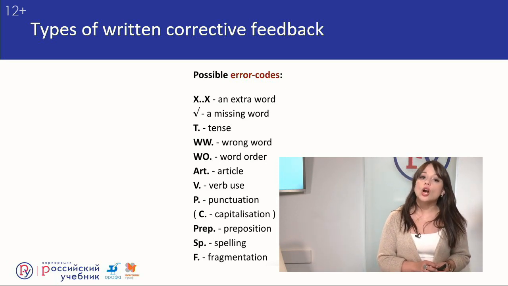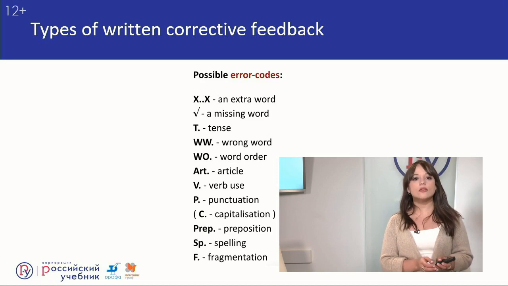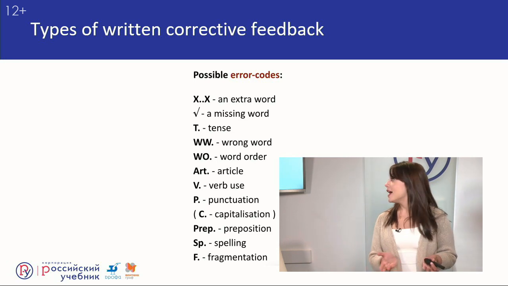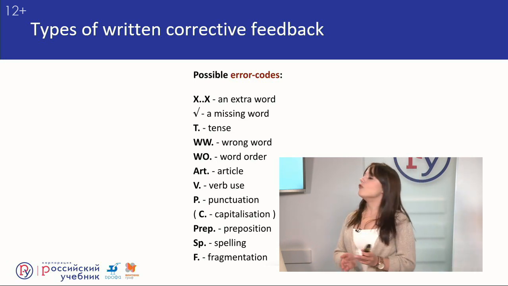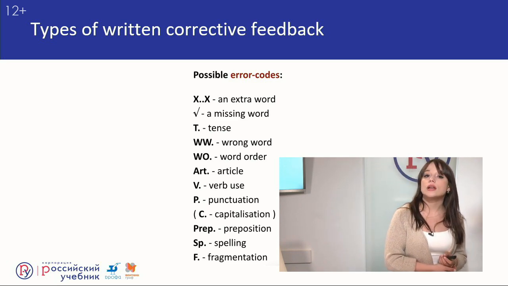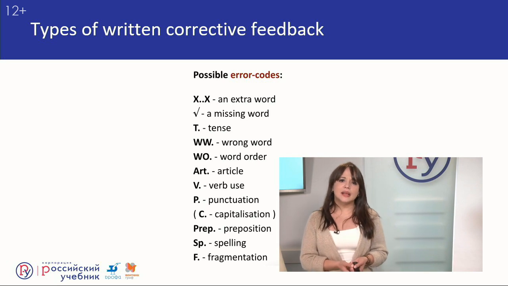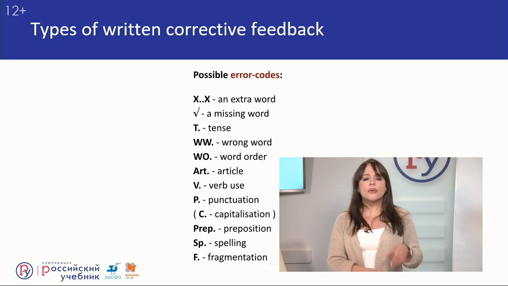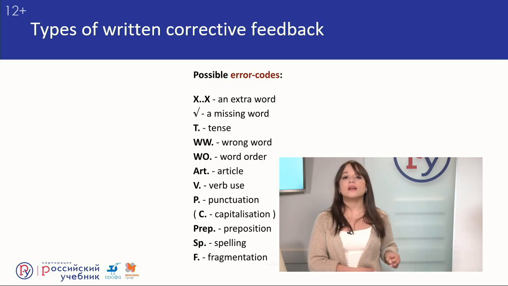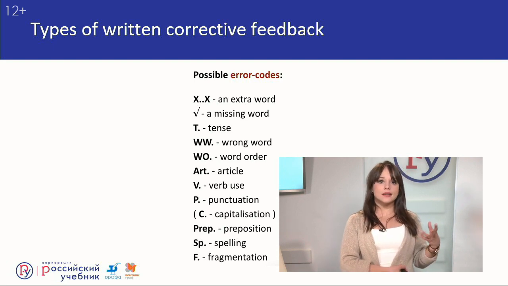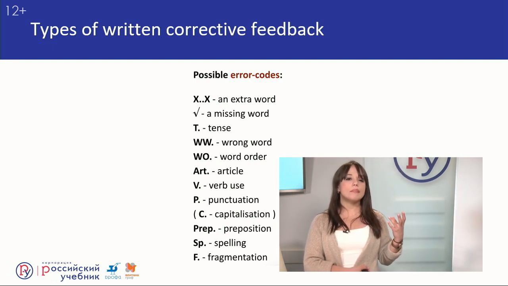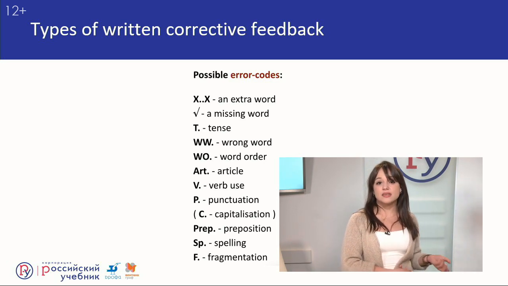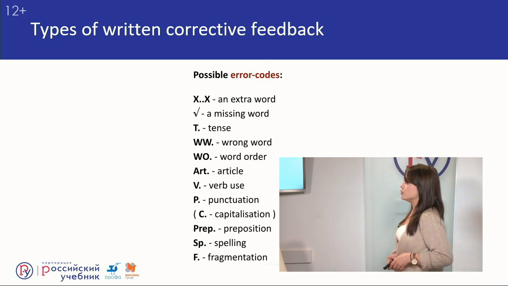You can write wrong word if there is a wrong word written instead of the one that should have been written. Word order, when there is a mistake with the word order, right? Article, verb use, P for punctuation. But again, there are a lot of mistakes that can be labeled as P, for example, punctuation, pronoun, or a preposition. So just choose one to label as P, and you can label others with prep or pron, or PUs and C for punctuation if you decide to use P for something else.